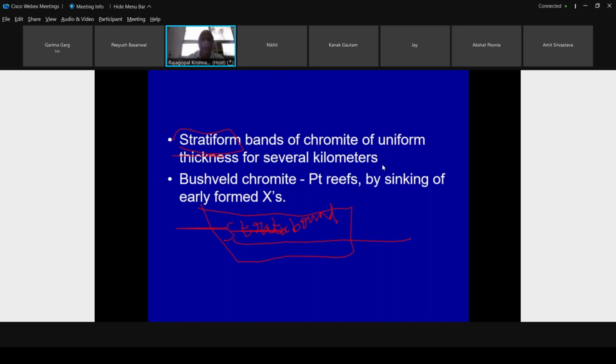So in this particular process, that's what they call stratiform bands: chromite of uniform thickness for several kilometers. The most famous is the Bushveld chromite. Not only Bushveld chromite, it has platinum reefs also, formed by sinking of the early formed crystals. This will not always happen, but under certain conditions it will develop this type of chromite and platinum deposits.